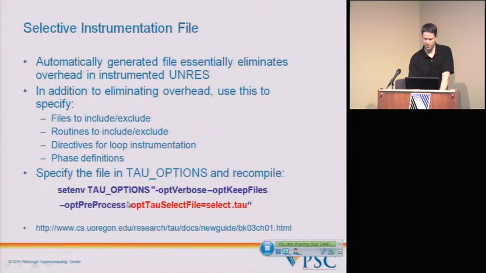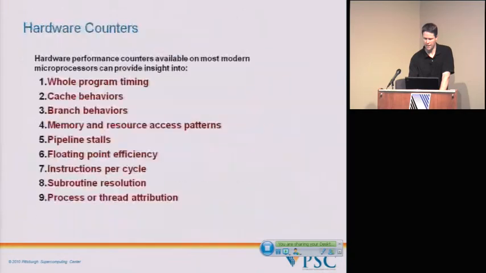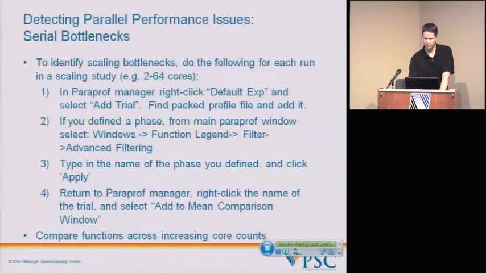So again, you set this TAU_OPTIONS environment variable, and within that you have this option set to point to that selective instrumentation file. Now you compile your code with TAU as you normally did, and you'll only now be tracking a handful of functions.